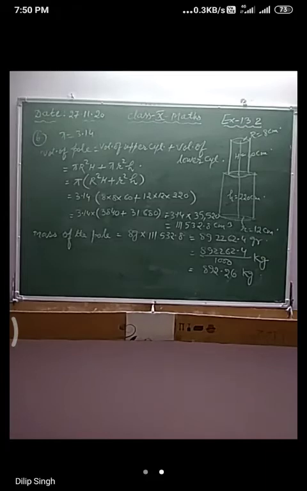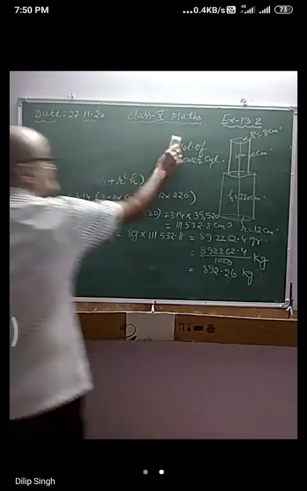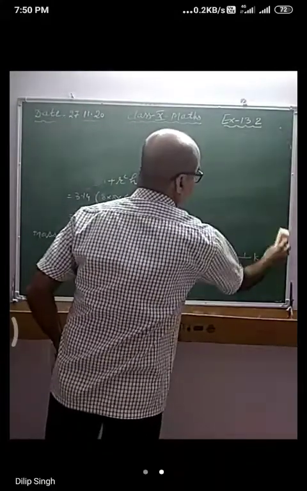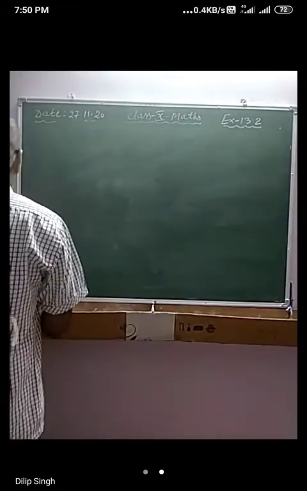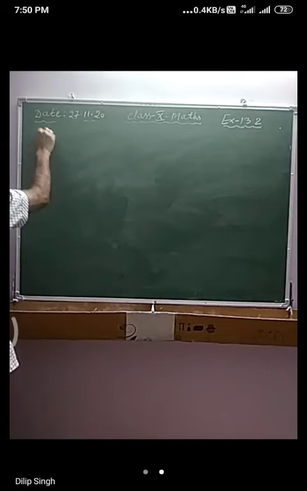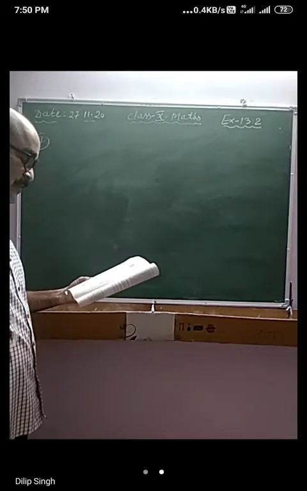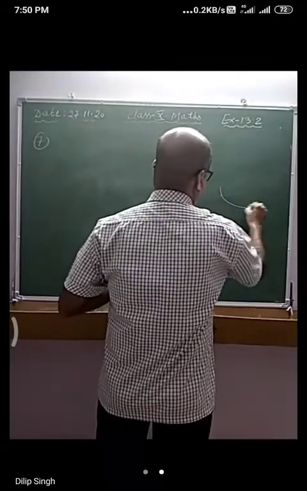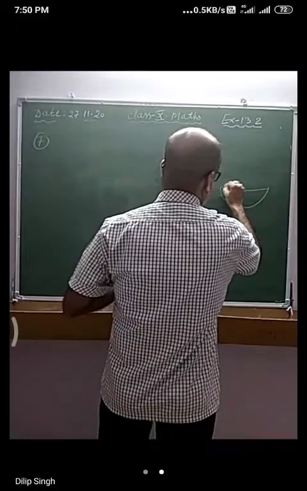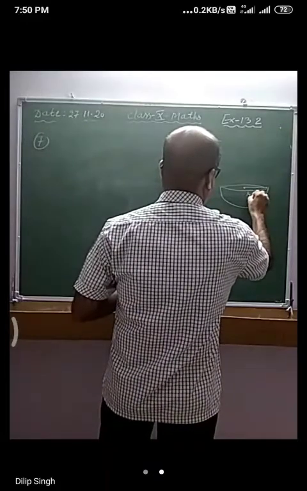Now, next question. Next question is also very easy. That is question number 7. Question number 7 is: a solid consists of a right circular cone of height 120 centimeter and radius 60 centimeter standing on a hemisphere of radius 60 centimeter. There is a hemisphere of radius 60 centimeter, right? It is having the radius r equal to 60 centimeter.